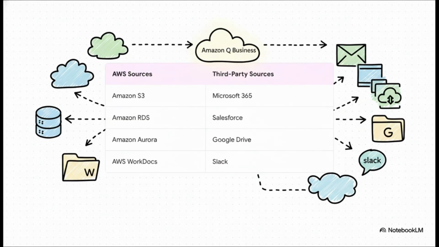And just look at the variety here. Of course, it hooks into all the native AWS services you'd expect, like S3 or RDS. But just as critically, it connects to all those third-party apps where work actually gets done. You know, Microsoft 365, Salesforce, Google Drive, Slack, the list goes on. This is what makes it so practical.